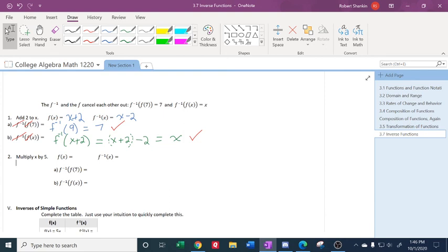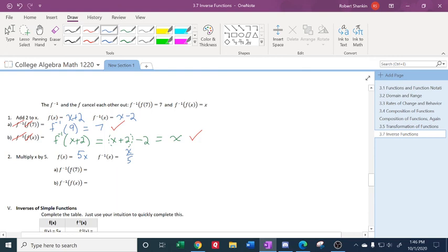Okay, group 6. What do you have for f of x? For f of x, we have 5x. And f inverse of x, what do you have? X over 5. Great. And what do you have for f inverse of f of 7? What should I write down? We have f of 7 is 35.